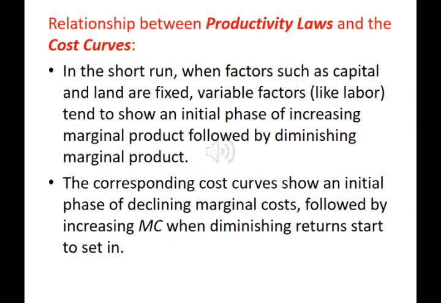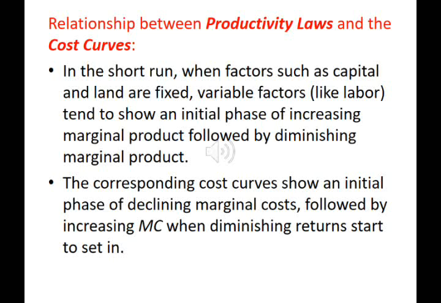So what is the relationship between the short run and the long run and our cost curves? What's the relationship between the short run and the cost and the long run, and how the cost curves look like and why they are U-shaped? So in the short run, when factors such as capital and land are fixed in supply, those variable factors like labor will tend to show an initial phase of increasing marginal product followed by diminishing marginal product.